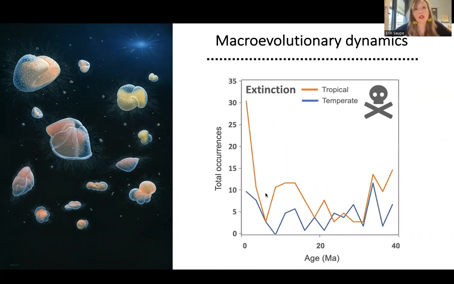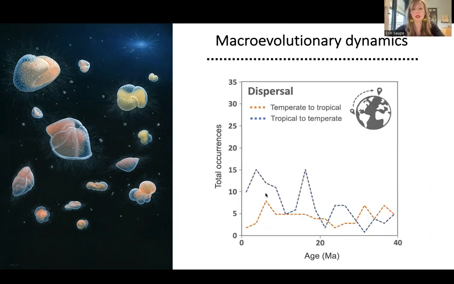We actually didn't find any evidence that extinction steepened the diversity gradient. This is because extinction was actually higher at low latitudes beginning about 20 million years ago, so the reverse of what you would expect. And similarly, dispersal from high to low latitudes didn't contribute to the emergence of a modern day LDG either.